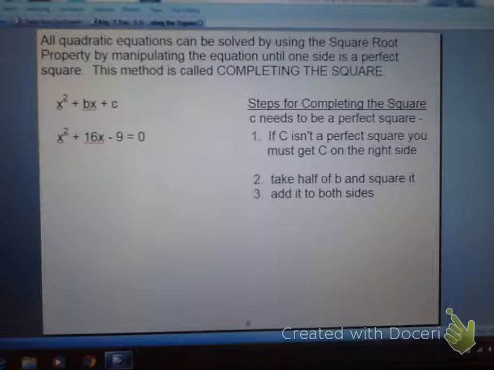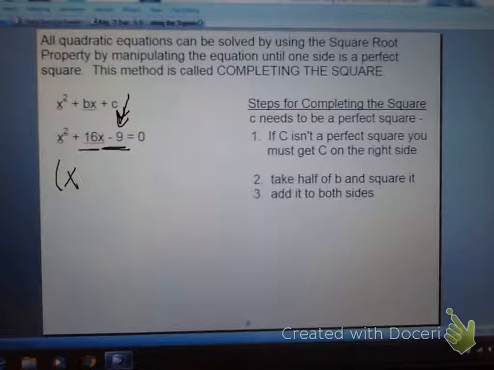All quadratic equations can be solved by using the square root property by manipulating the equation until one side is a perfect square. This method is called completing the square. The steps for completing the square: C needs to be a perfect square. And C right now is a perfect square, but if we go to factor it, it's got to be a perfect square trinomial, which would need to be a plus sign, and that would have to be a perfect square, which would then add up.